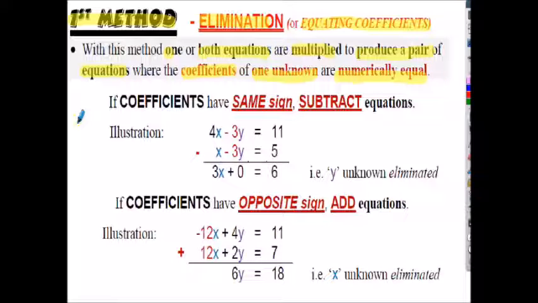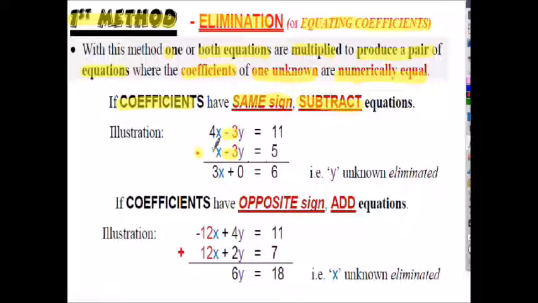This slide is showing you an important point to be aware of related to the coefficients that we find in the equations. For example, if the coefficients have the same sign, we will need to subtract the equations to perform the elimination process. In the illustration below, we've got two equations, 4x minus 3y is equal to 11, and x minus 3y is equal to 5. Two simultaneous equations with the two unknowns being x and y. Notice the coefficients associated with the y terms are both -3 in this case. Because the coefficients have the same sign, we will subtract these equations to eliminate the y.